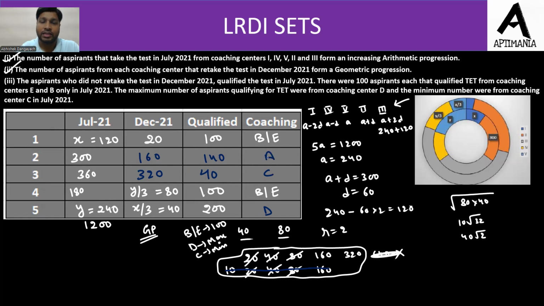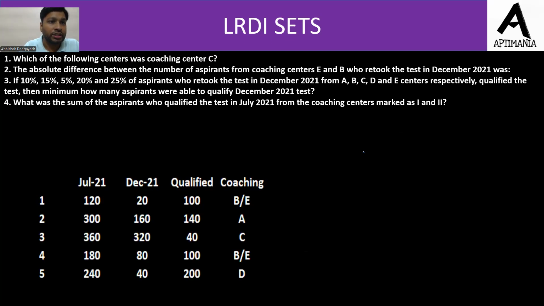तो बहुत इजी वे में ये सेट सॉल्व हुआ है। ये बहुत इजी कैटेगरी का ही सेट है, इसमें कुछ ऐसा like catch नहीं था जहां पे हम अटक जाए। If we talk about the question's part, so which of the following centers was coaching C? So third was the absolute difference between the number of aspirants from coaching E and B. E and B का absolute difference बताना.